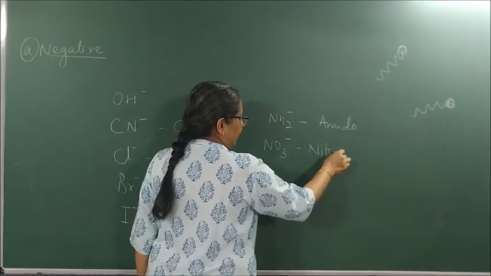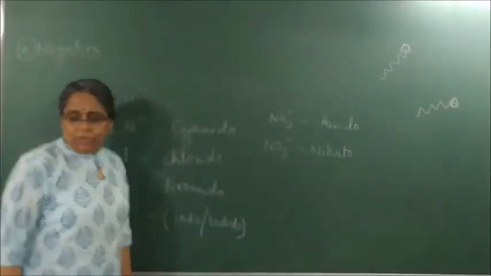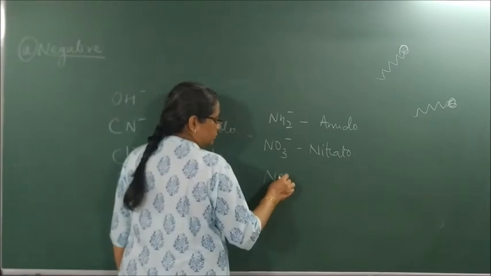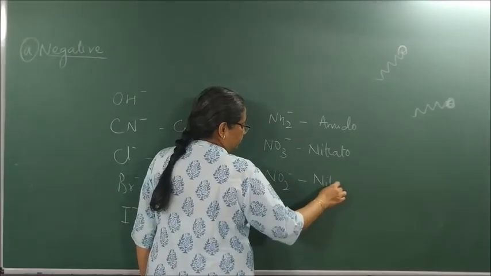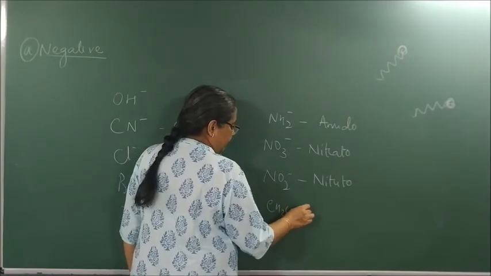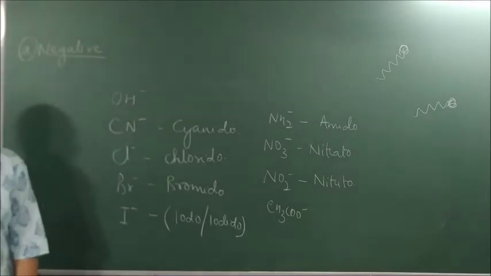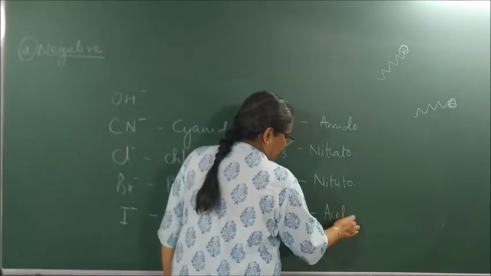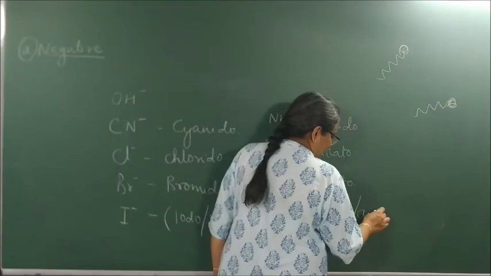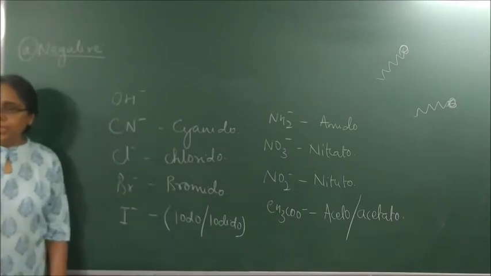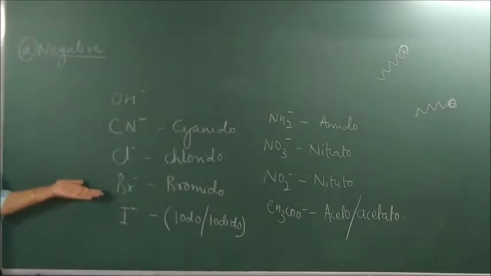NO3 minus, nitrato. NO2 minus, nitrito. CH3COO minus. What is it? Acetate. Okay. Some people even write it as aceto, but the original one is acetate. Is it clear? So you are learning a new system of naming which is according to the IUPAC.